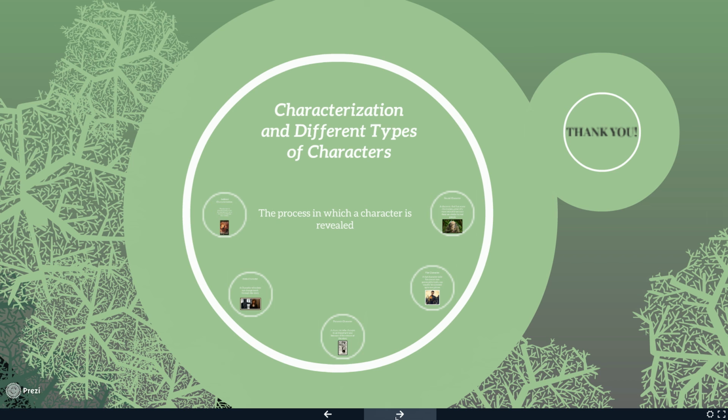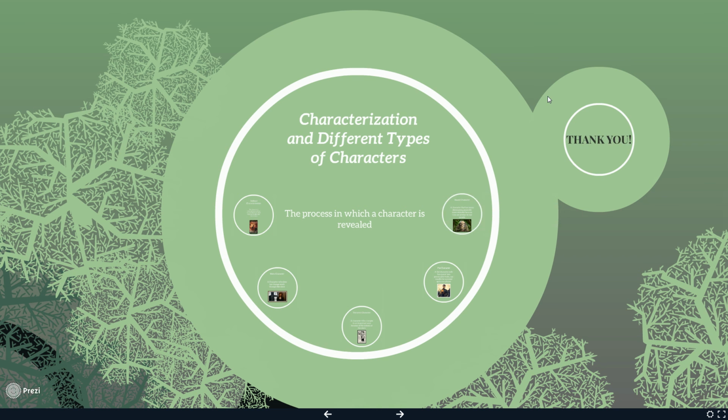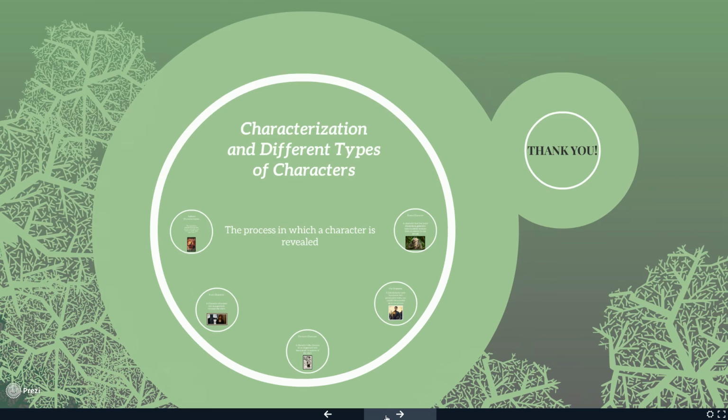So, those are some of the different types of characters and characterizations.